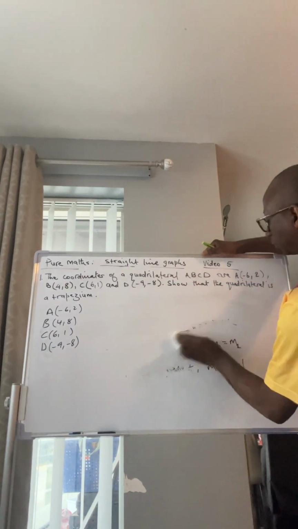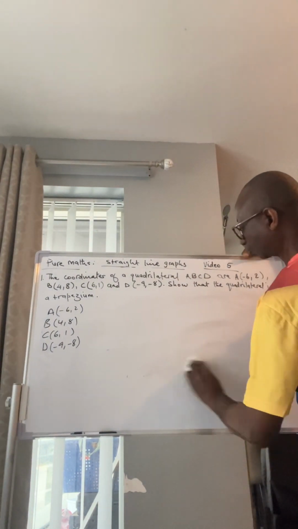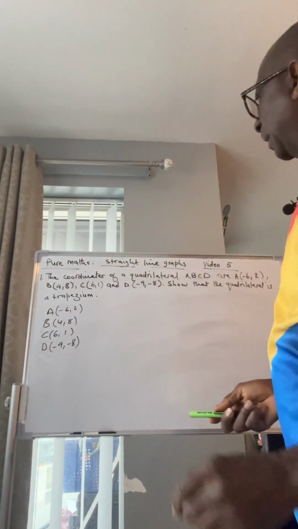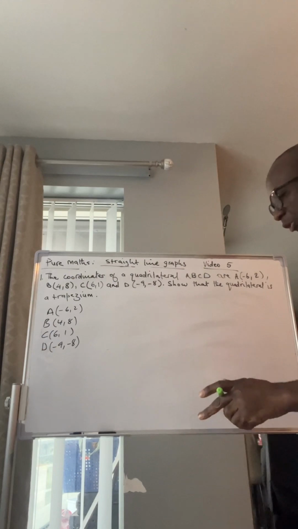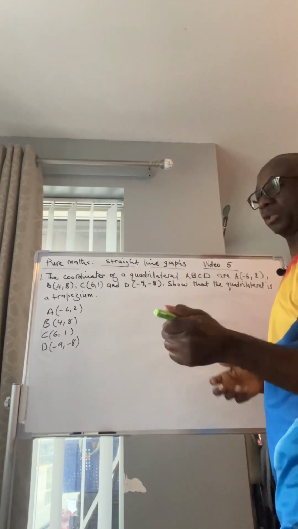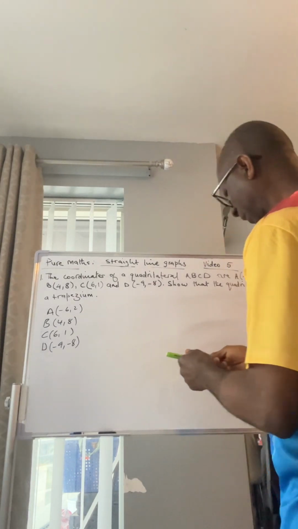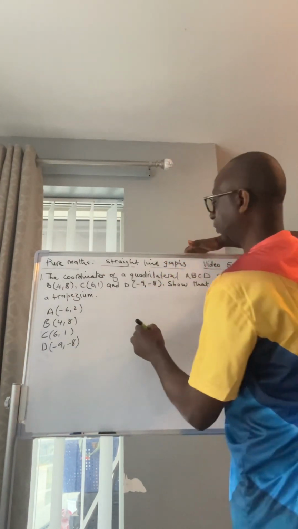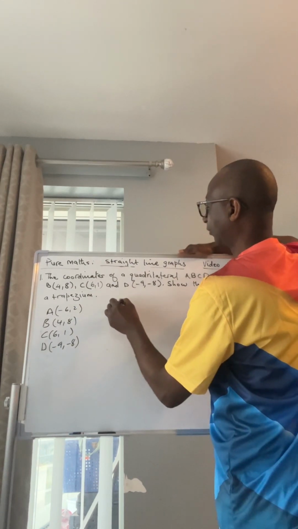So now let's go straight to the problem. We are asked to show that the quadrilateral is a trapezium. So we just need to find two sides whose gradients are the same, parallel to each other. So now, let's look at A and B.